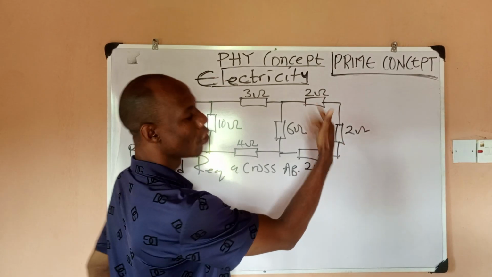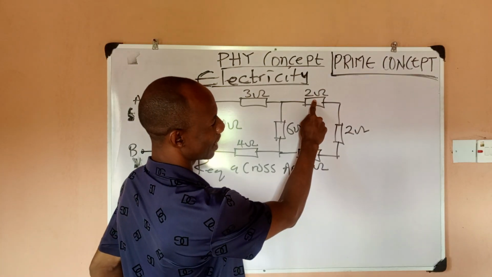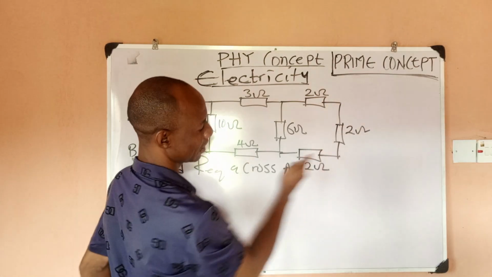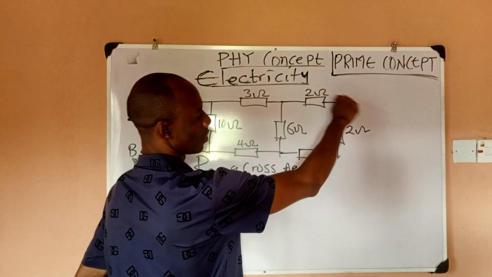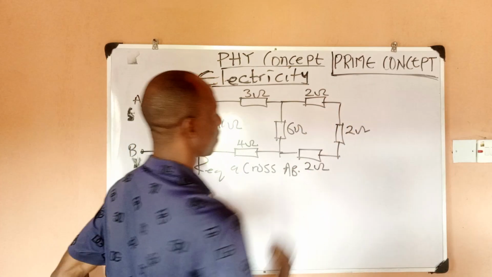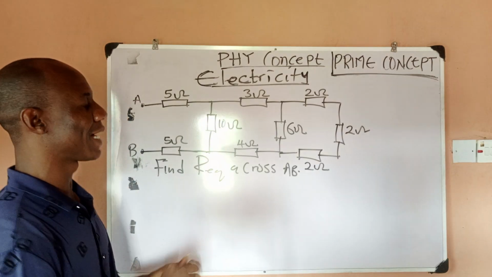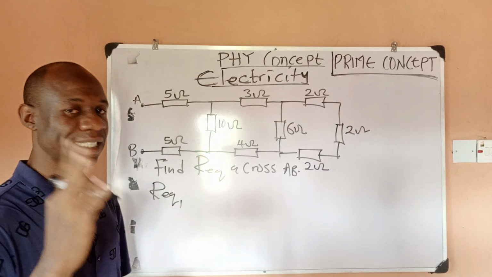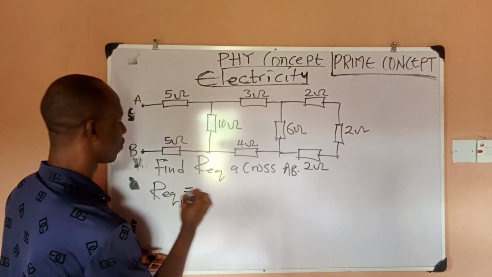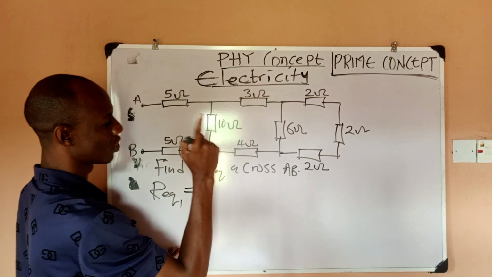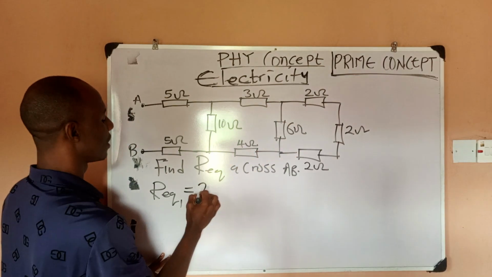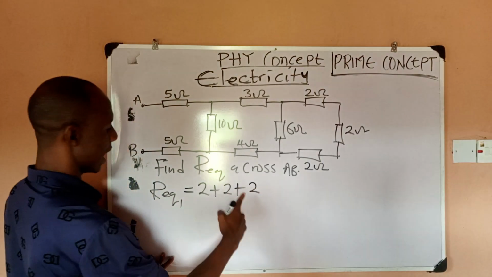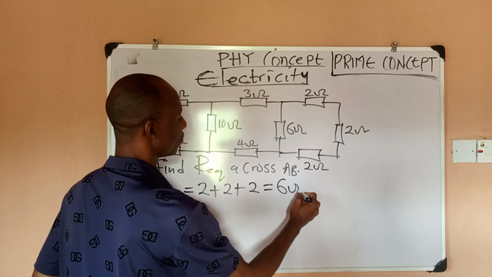If you look at this, obviously this resistor and this resistor are in series. If you watch, it's a continuous flow. So these three resistors are in series. I'm going to tag that as my R equivalent 1, the first equivalent value. Since the three of them are in series, I'm going to add their values. So I would have 2 plus 2 plus 2, which gives me 6 ohms, right?